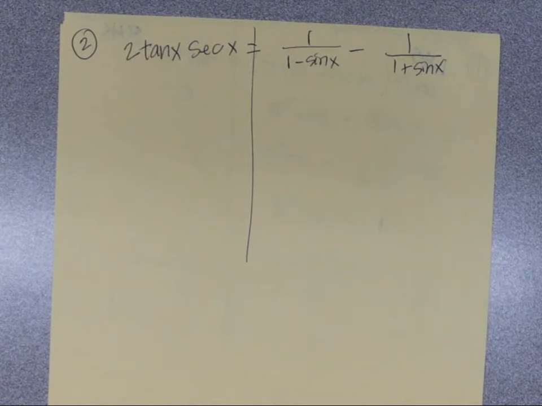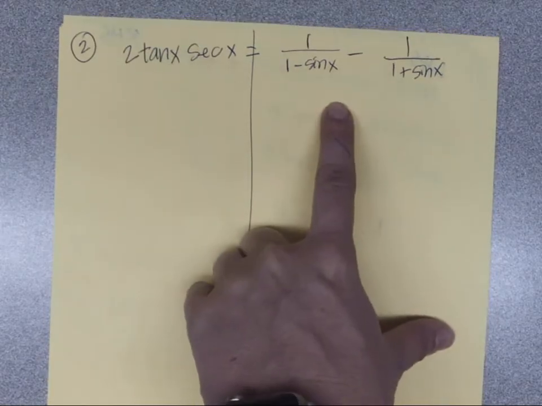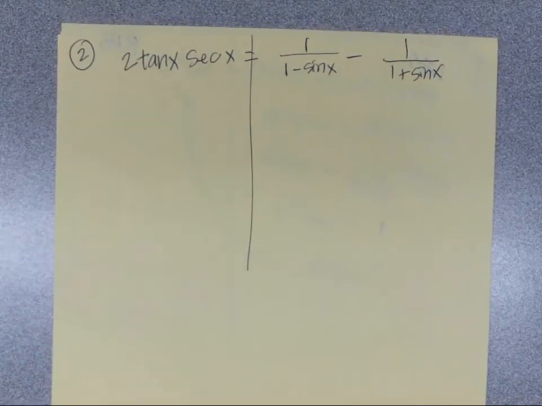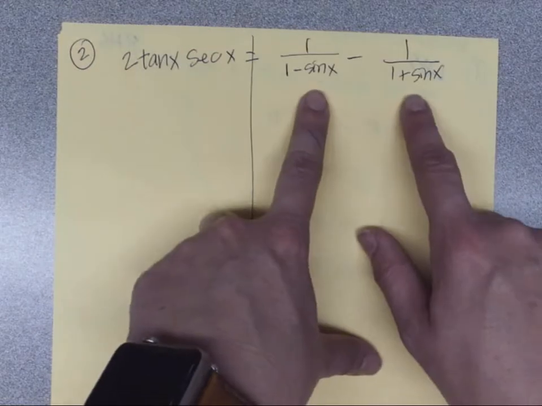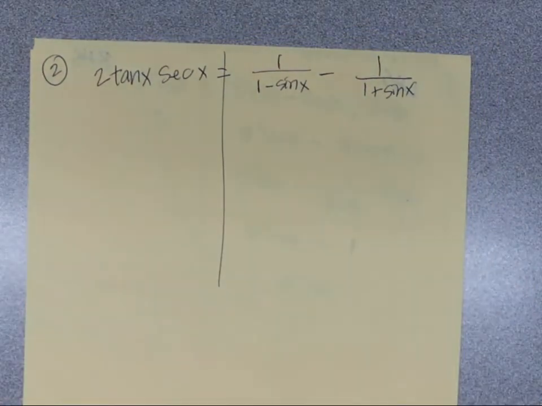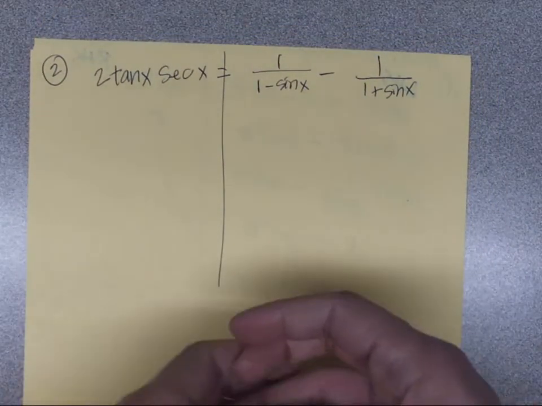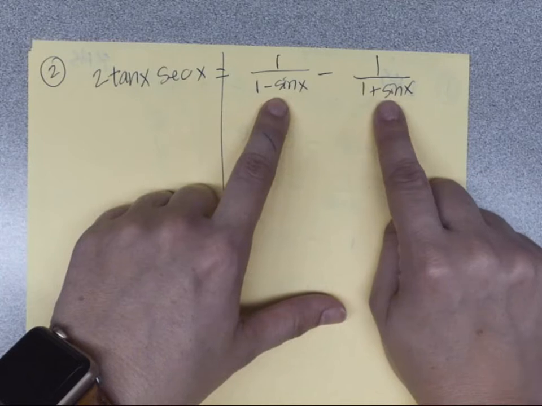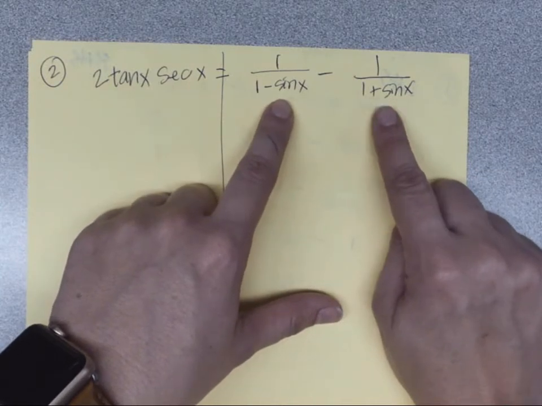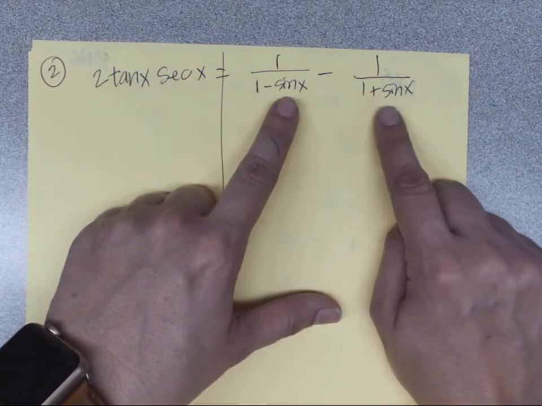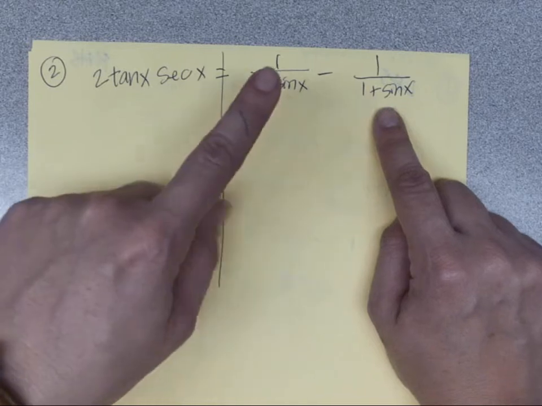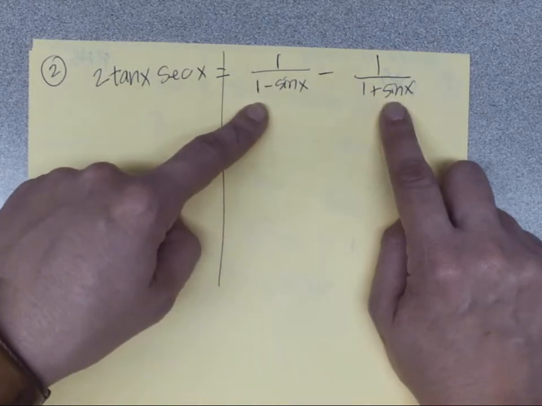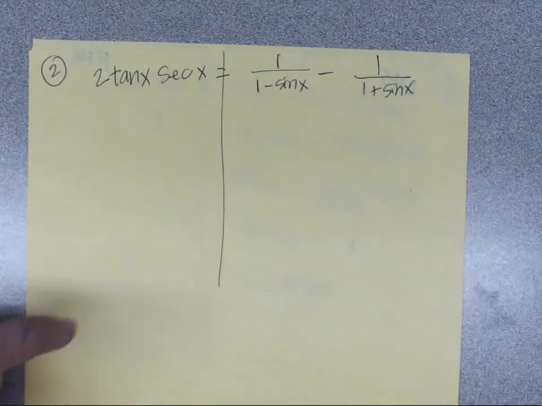Okay, so you are back from pausing your video. We are going to take the right-hand side and turn it into the left-hand side. I have two terms here. It is easiest if you get a common denominator so that you can put them together and turn it into one term. So I'm going to get a common denominator. If you'll notice, this is 1 minus sine x and this is 1 plus sine x. Those are not the same thing, so my common denominator would be this times this: 1 minus sine x times 1 plus sine x.